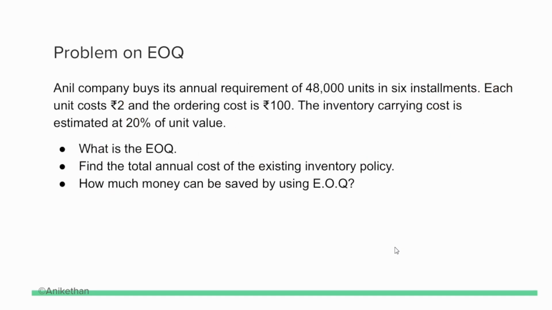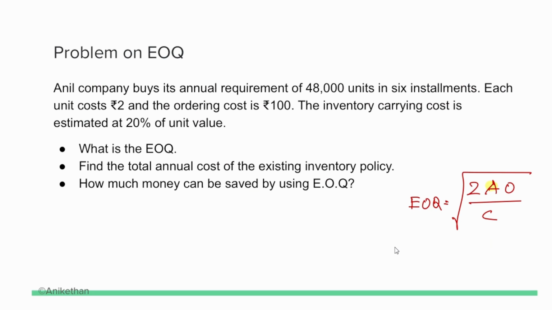Let us understand this with one problem. We'll take a simple problem. Pause for a minute, read the problem. So you should know the formula for EOQ first. So what is EOQ? EOQ is equal to square root of 2AO divided by C. Here, what is A? Annual demand. So let us study the problem.